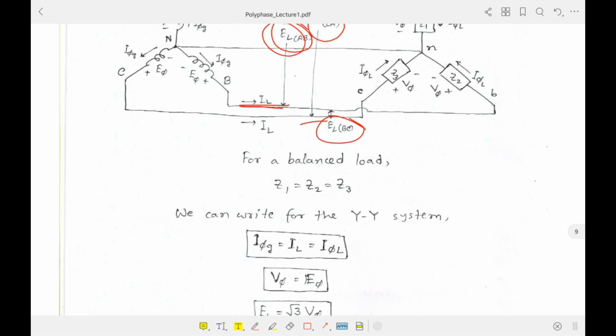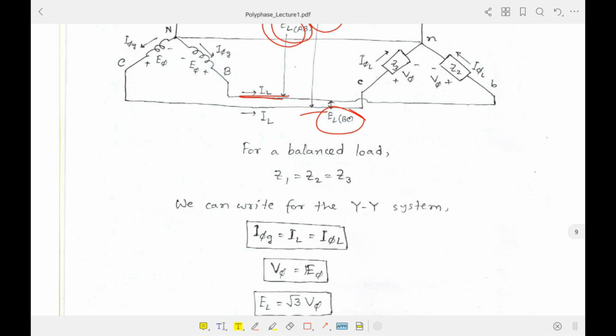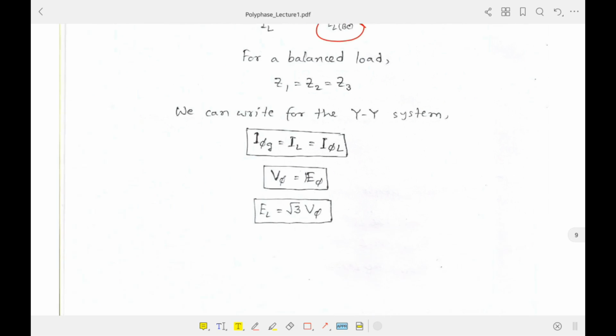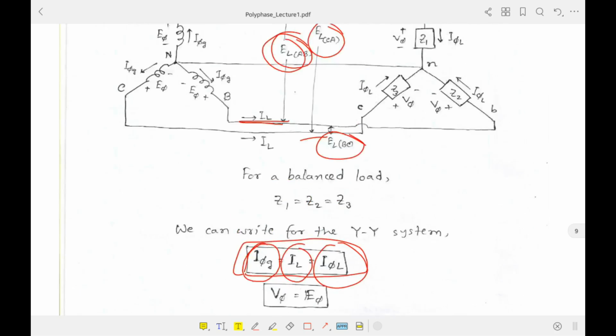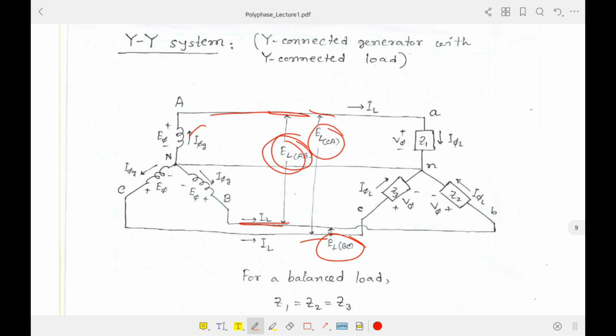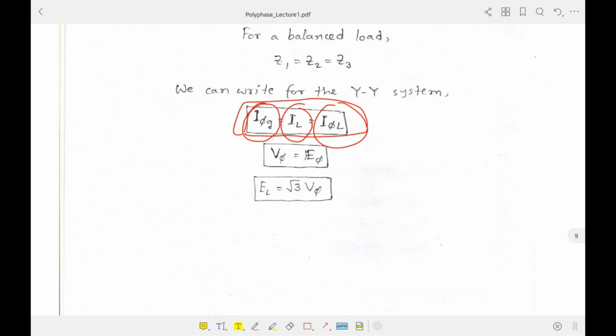So obviously for a balanced load, I already mentioned that all of these branch impedances should be equal, and you know that for YY connection, since it is Y, obviously the currents should all be equal. That means this is the phase current at the generator, this is our line current that is available from generator to load, and this is our load current. So if you again notice, this is our phase current that is being supplied from here, and this is available at line, and this is being supplied. So all these three are equal in case of YY connection.